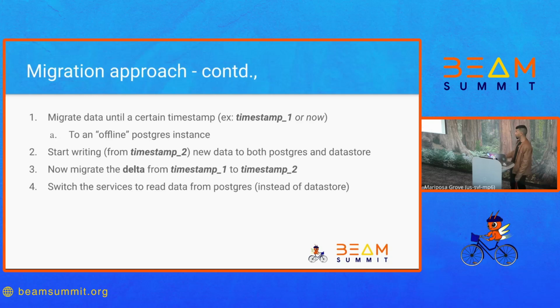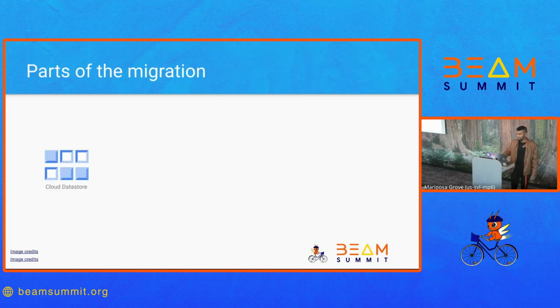We totally could have skipped the first step. We could have just started the double writes and then exported the backfill later. We could have skipped the delta step, but we decided to do it this way because we were able to parallelize the work, and we started the migration earlier than we started the code changes for the double writes in our application. The migration itself consisted of two parts.